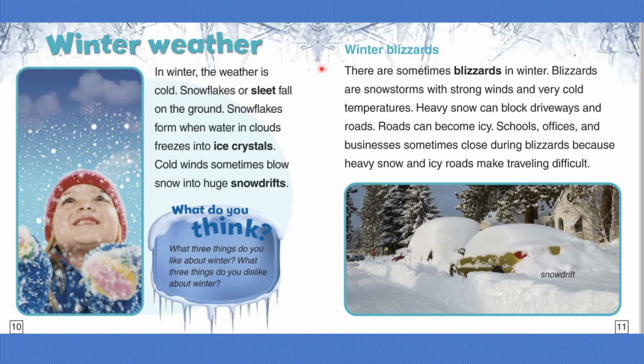Winter weather. In winter, the weather is cold. Snowflakes or sleet fall on the ground. Snowflakes form when water in clouds freezes into ice crystals. Cold winds sometimes blow snow into huge snowdrifts.